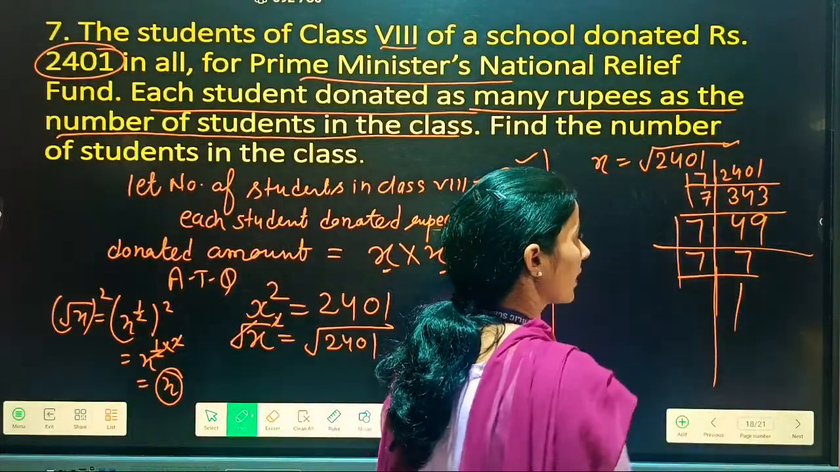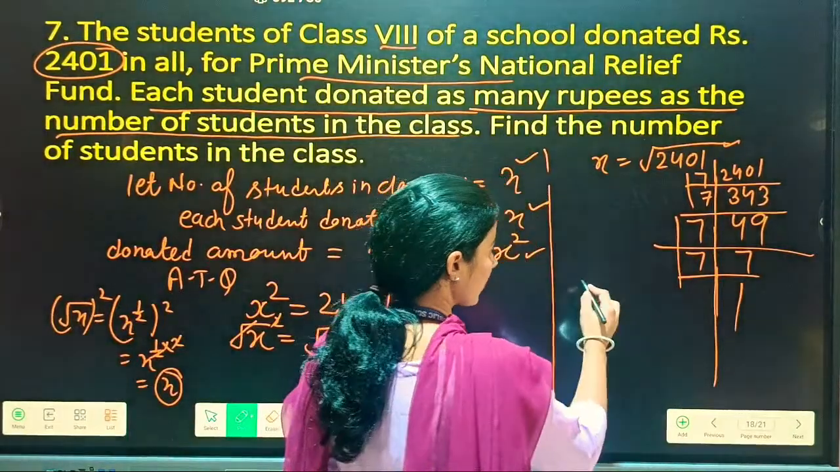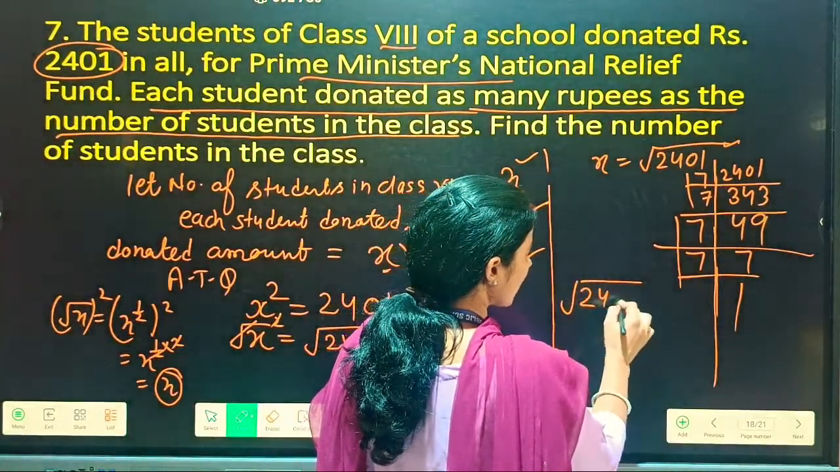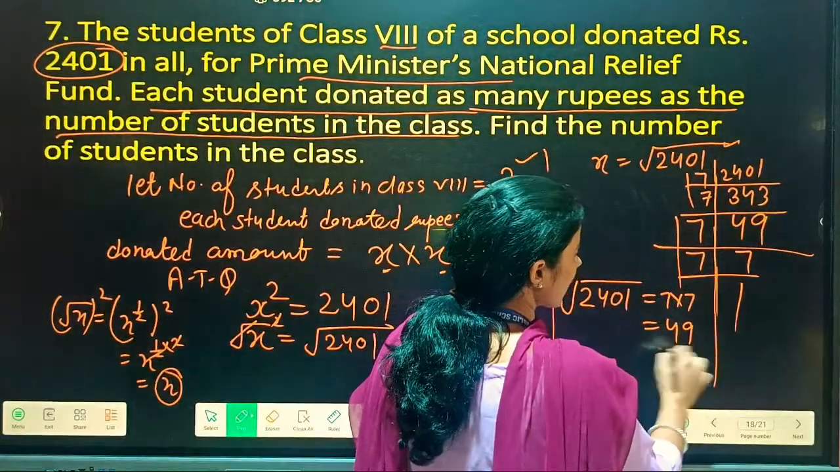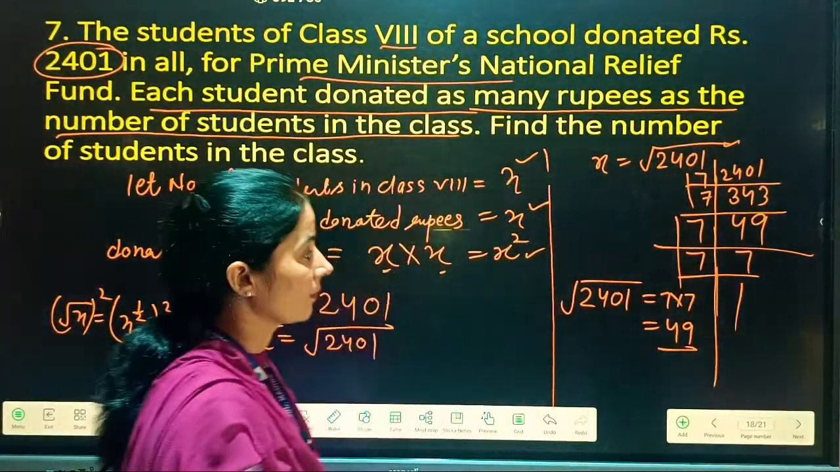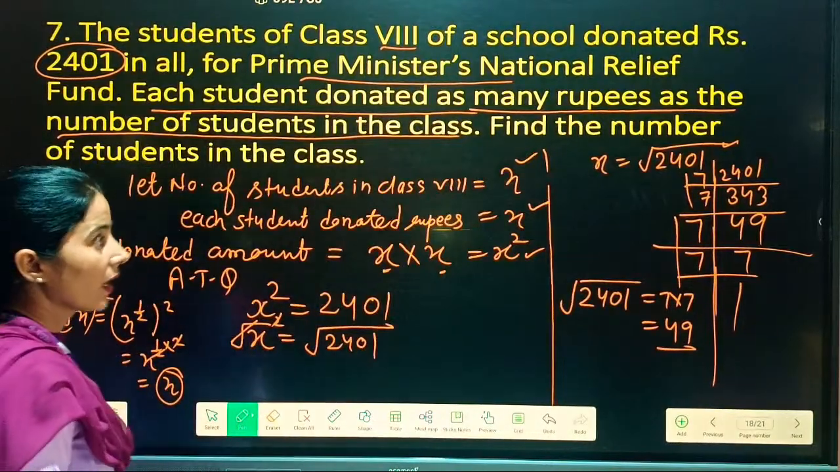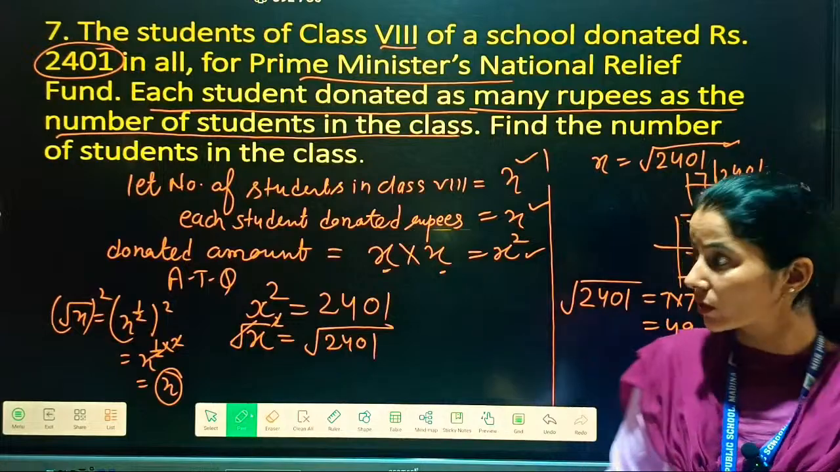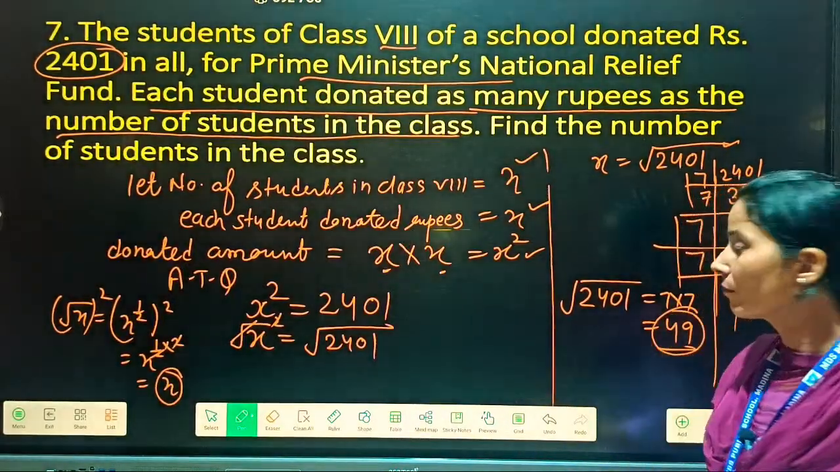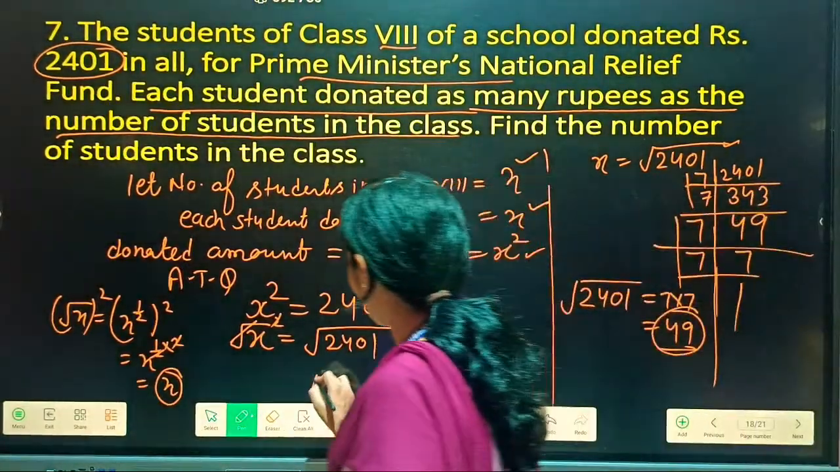7 is in pair and this 7 is also in pair. So what will be the square root of 2401? 7 into 7, answer is 49. So what is this X? X is the number of students, and the number of students are 49.